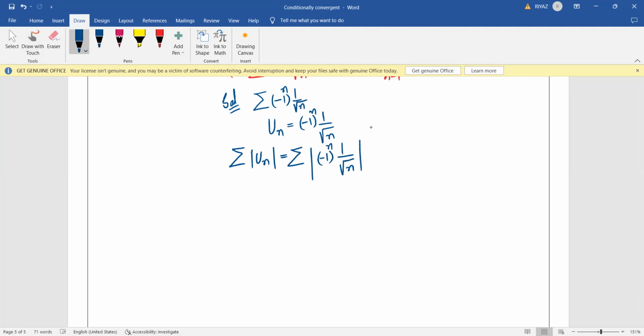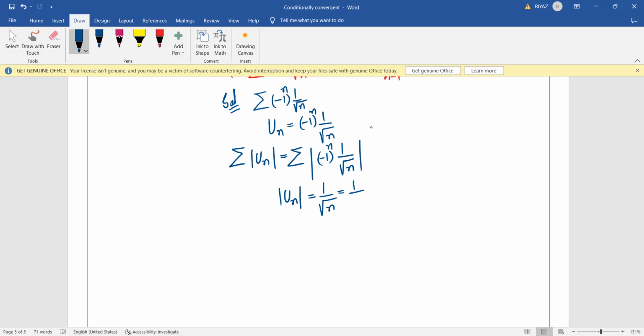Under the modulus, a negative value will become positive only, no? Summation of mod un, both are the same. If under the modulus, you will get the answer as 1 by root n only. The minus value will become positive, right?